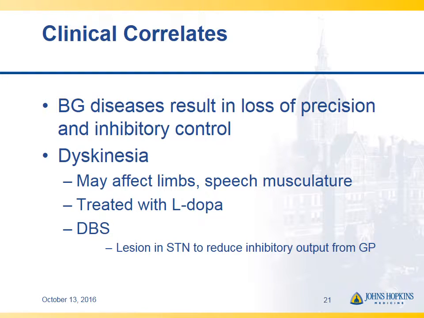With respect to clinical correlates, basal ganglia diseases result in a loss of precision and inhibitory control. One type of movement disorder includes dyskinesias, which may affect the limbs as well as speech musculature. Dyskinesias are treated with levodopa and also surgically through deep brain stimulation. So there may be a lesioning of the subthalamic nucleus to reduce the inhibitory output from the globus pallidus.